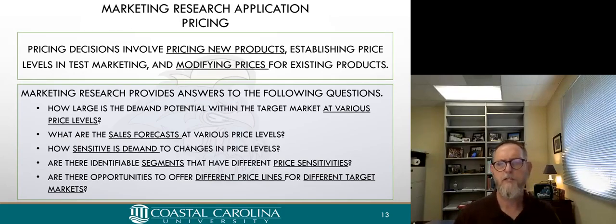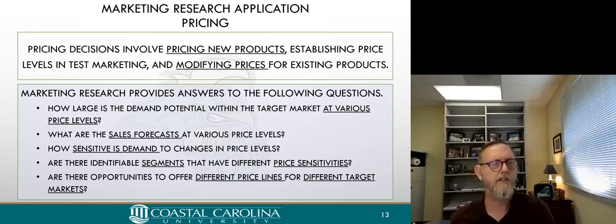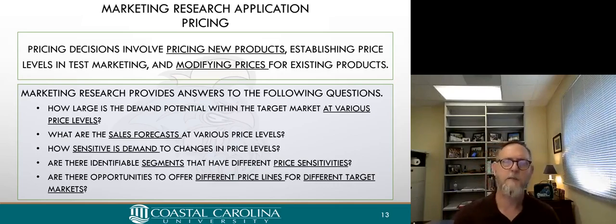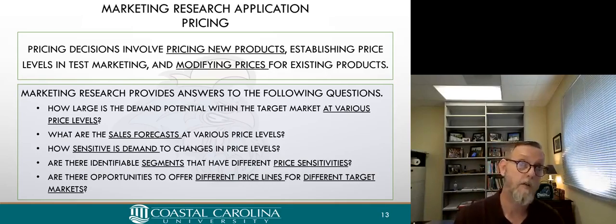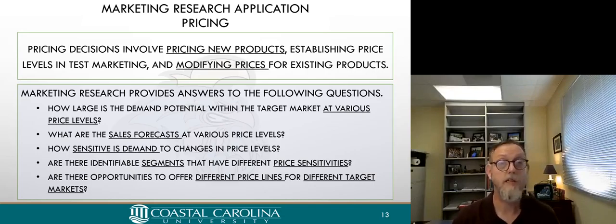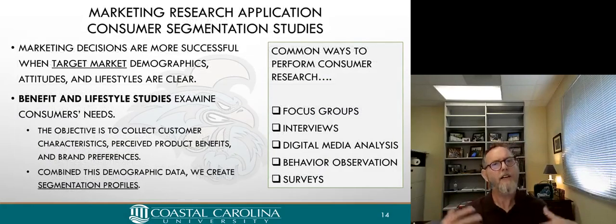So what should be our optimal price? If we set a price, what will be our anticipated sales forecast? How sensitive is demand based on price and price changes that we make? When I look at my market segments, which market segments are willing to pay more? Which market segments are more price resistant or more sensitive to price in general? Can I create a market situation where I have multiple prices for the same product hitting multiple market segments? Those are all pricing decisions. Those are all decisions that we would make as a result of research that we do.